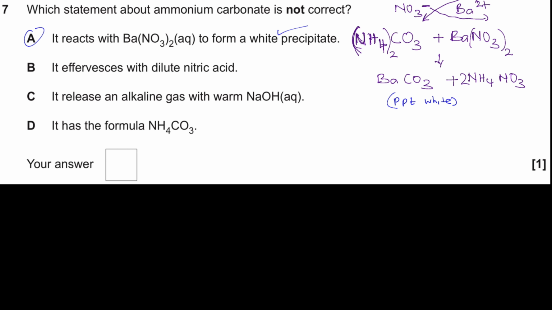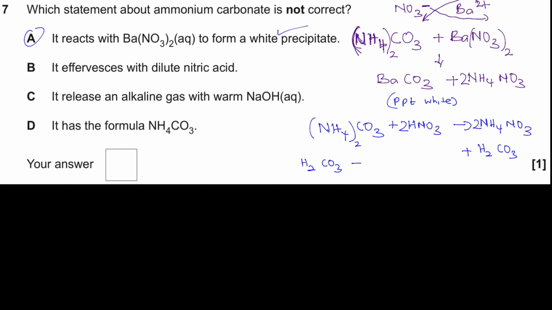That should be true because if we react NH4CO3, but we put 2 here, plus HNO3, we would get ammonium nitrate, NH4NO3, plus carbonic acid, but we need 2 of those and 2 of those. H2CO3 will decompose into H2O plus CO2. We get carbon dioxide gas, and that's the effervescence that we get. That's correct as well. C, it releases an alkaline gas with sodium hydroxide.